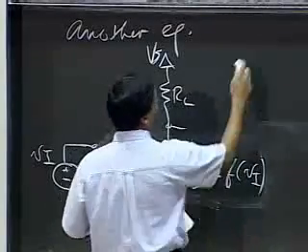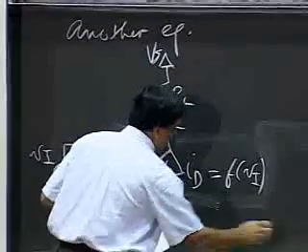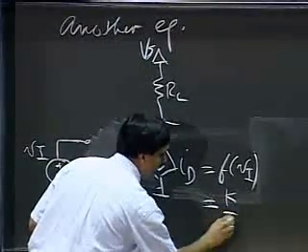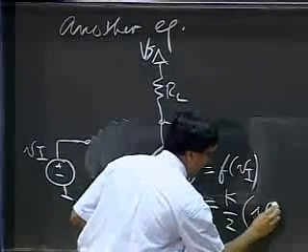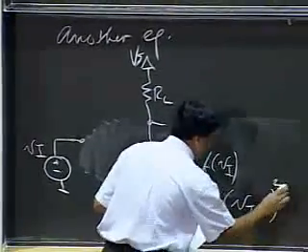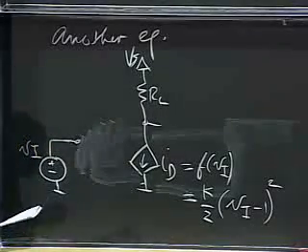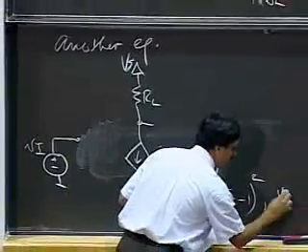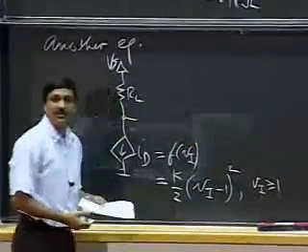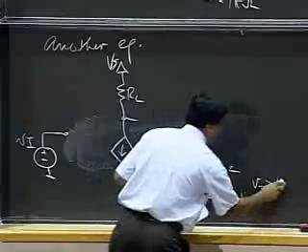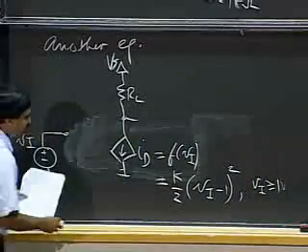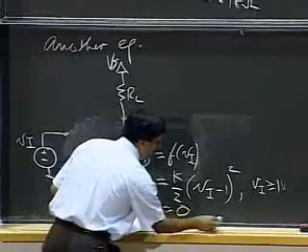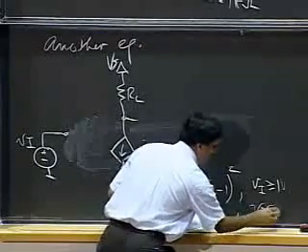So let's work the example. As I said, I'm going to choose ID to be f of VI. And let's pick some specific parameters here. Let's say it's K by 2, (VI minus 1) whole squared. Okay, and let's say this is true for VI greater than or equal to 1 volt. And let us also say that ID equals 0 for VI less than 1 volt.